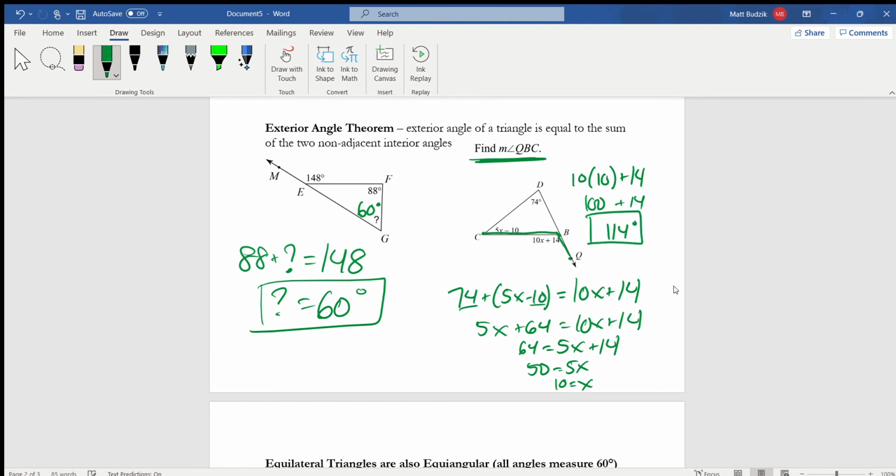Okay. Common mistake with the exterior angle theorem is people think when you have these variables, again, the trap, you have to add the two x terms together. Not always the case. Not always the case, okay?